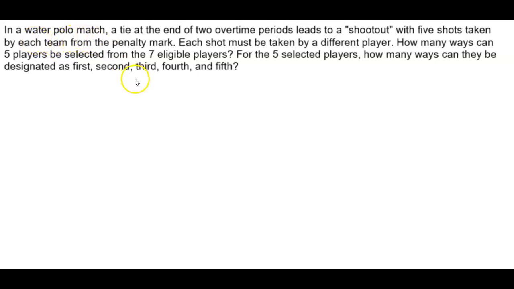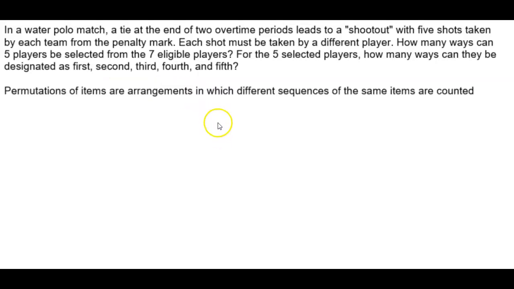In a water polo match, a tie at the end of 2 overtime periods leads to a shootout with 5 shots taken by each team from the penalty mark, and each shot must be taken by a different player. How many ways can 5 players be selected from the 7 eligible players? For the 5 selected players, how many ways can they be designated as first, second, third, fourth, and fifth?